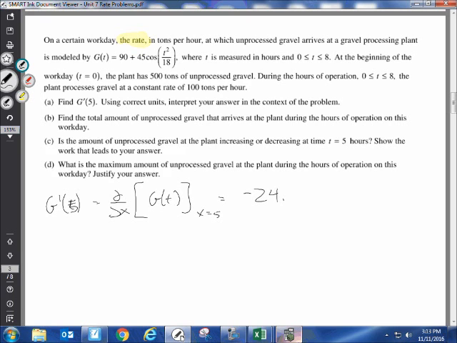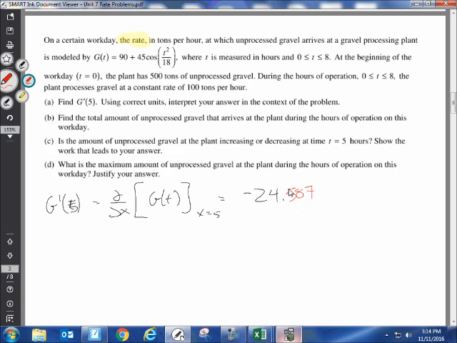Okay. So what does that mean? Interpret that. g is already a rate. We're finding the derivative of g. What does that mean? It's the rate at which the rate is changing. Literally. It's the derivative of a derivative. It's like the acceleration. The rate at which gravel is arriving at the plant is negative, which means you're decelerating in the amount of gravel that's arriving at the processing plant. Isn't that crazy? Right? But that's the question.